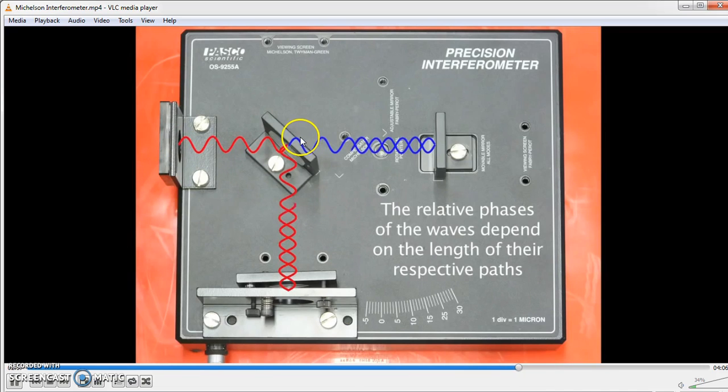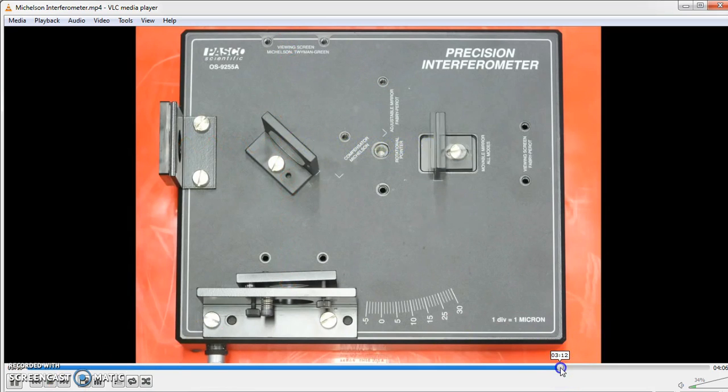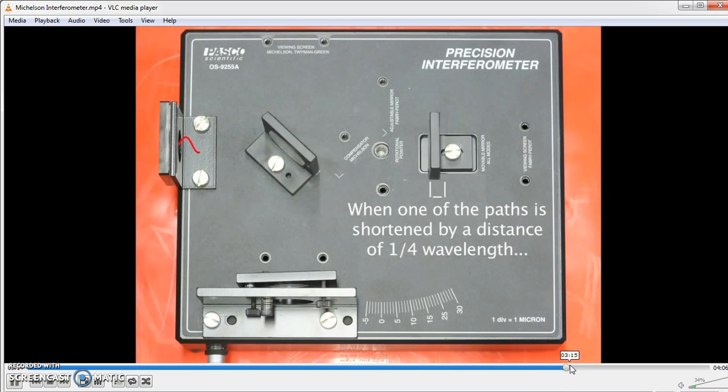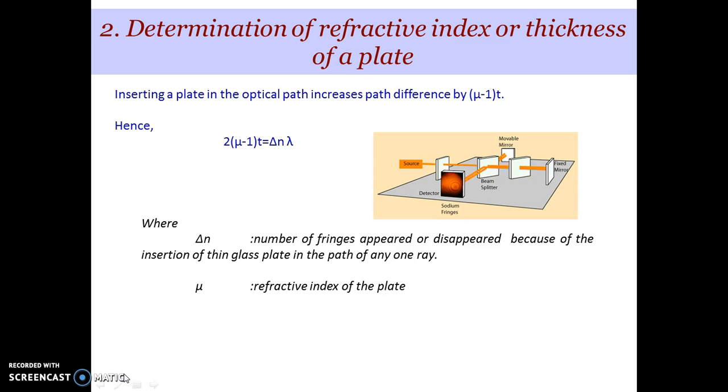The beam comes like this, both the reflected and refracted ones. It superimposes and produces the interference pattern. Like this, we can calculate the wavelength of the given light source. The next one: suppose I am keeping a transparent film in one of the paths, so similarly a certain number of fringes may appear or disappear. So keep a reference line and count the number of fringes that appear or disappear.